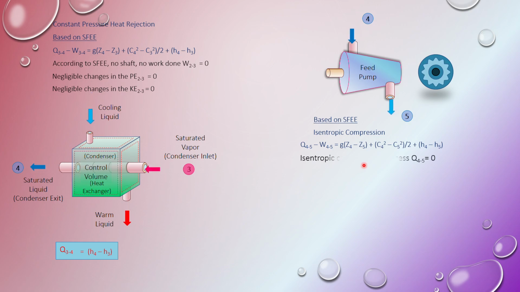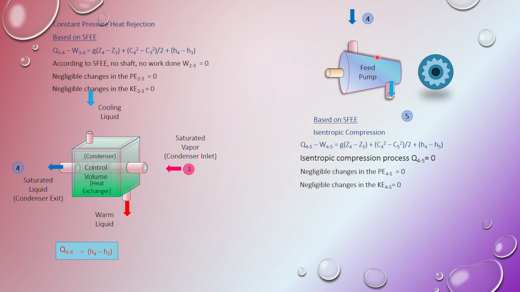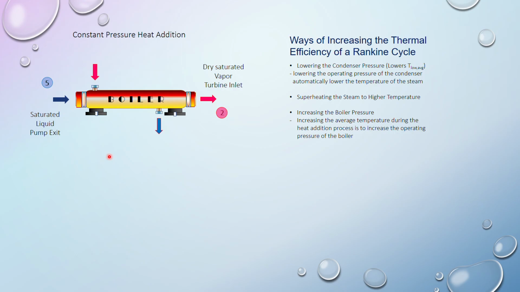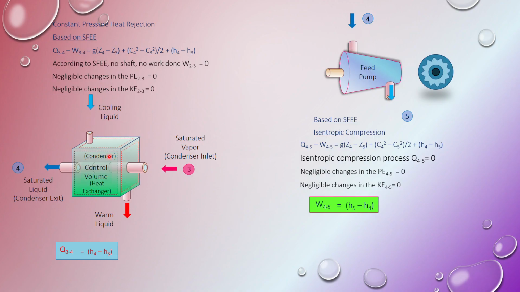The next device is your feed pump. The purpose is to raise the pressure of the saturated liquid until it reaches the boiler pressure. It involves an isentropic compression process. You cannot neglect work done in this case because it's dealing with work. For the condenser, you cannot neglect heat because it's dealing with heat energy. For the turbine, you cannot neglect the work output because it's dealing with power output.